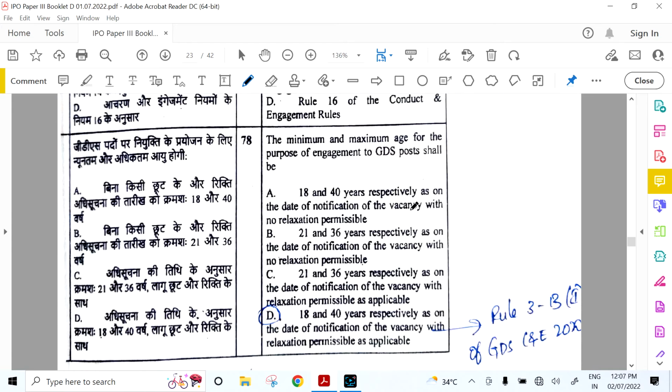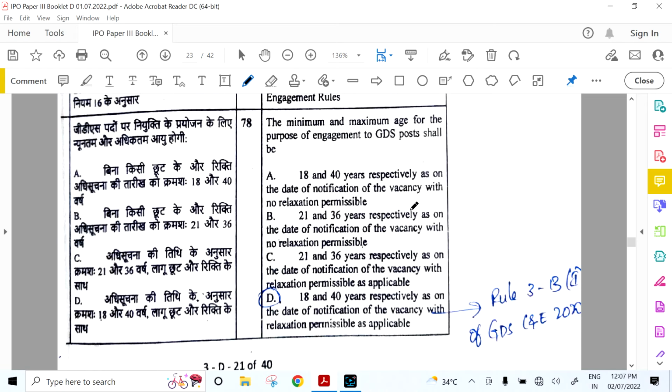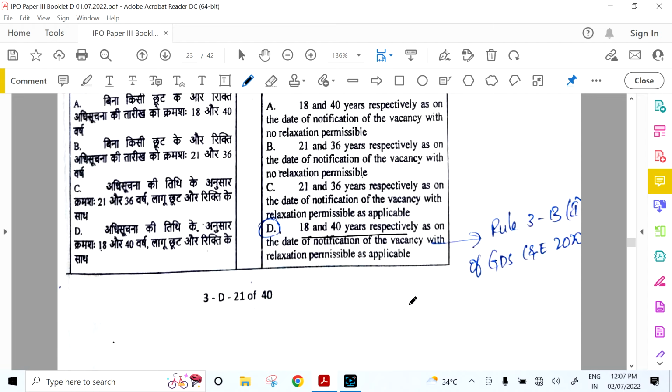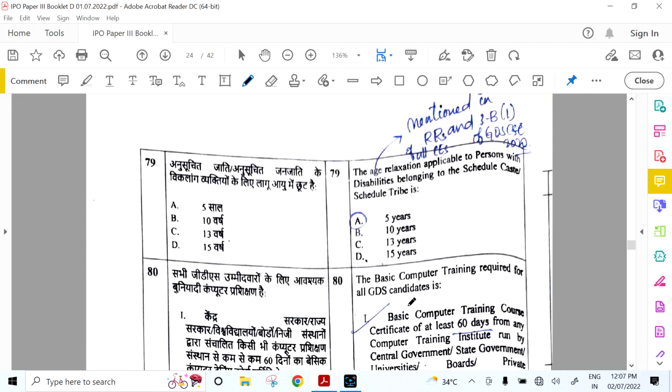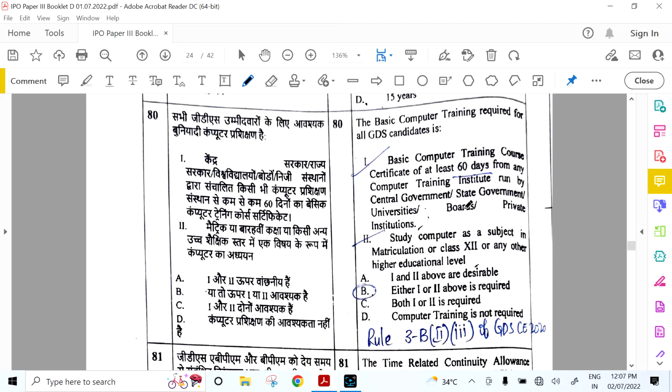The minimum and maximum age for the purpose of engagement of GDS posts shall be 18 and 40 years respectively as on the date of notification of vacancy, with relaxation permissible as applicable. This is mentioned in Rule 3B1 of GDS Conduct and Engagement Rules. The age relaxation applicable to persons with disabilities belonging to scheduled caste and scheduled tribe.